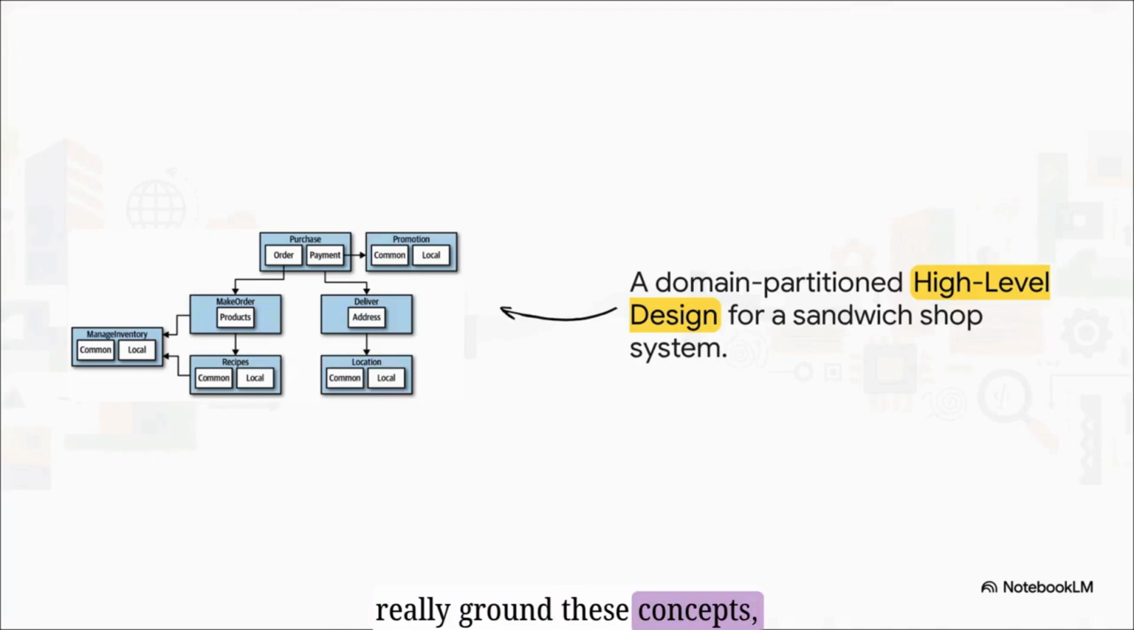Let's look at Section 5, an e-commerce system example. To really ground these concepts, let's look at a concrete e-commerce example. Imagine a system for a silicon sandwich shop. Here, the architect has established the system's structural boundaries through domain partitioning. They've basically defined discrete, high-level components based around the business workflows: purchase, make order, and deliver. They've outlined exactly how these major blocks relate to one another, but, and this is key, they haven't written a single line of code yet.